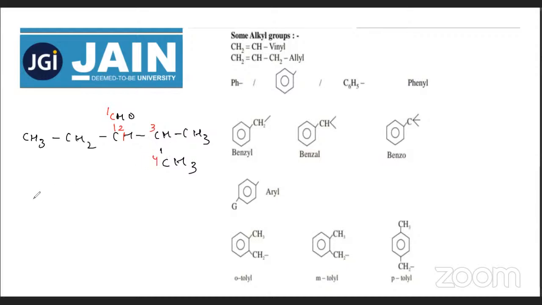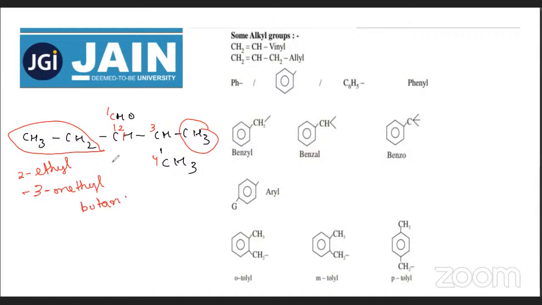So what I can write is, at third we have 3-methyl. Before that, at second carbon, I'll have ethyl. So 2-ethyl, because this ethyl group is also present as a substituent. So 2-ethyl, 3-methyl. For 4 carbons, it is butane. So butan-1-al. This should be the answer.